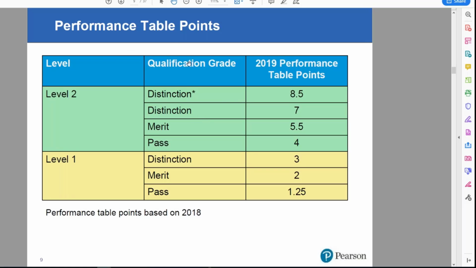Yeah, in terms of performance table points, the distinction star outcome at level 2 for the qualification.